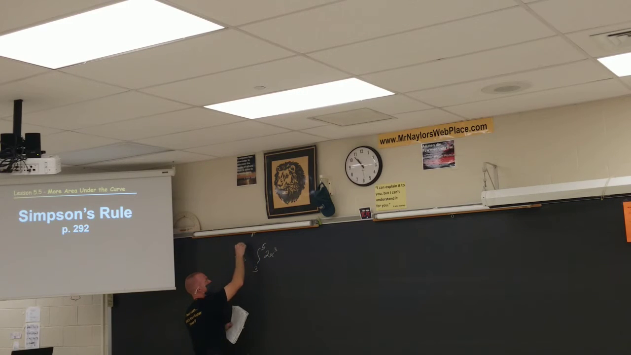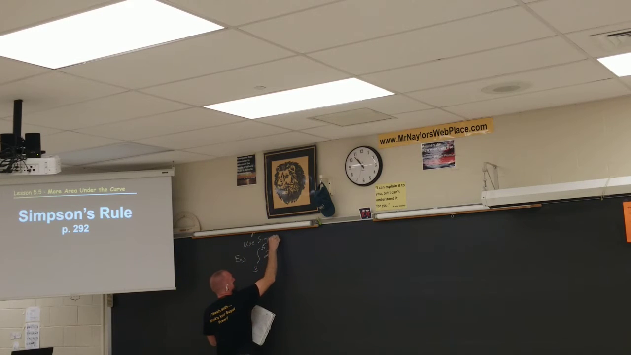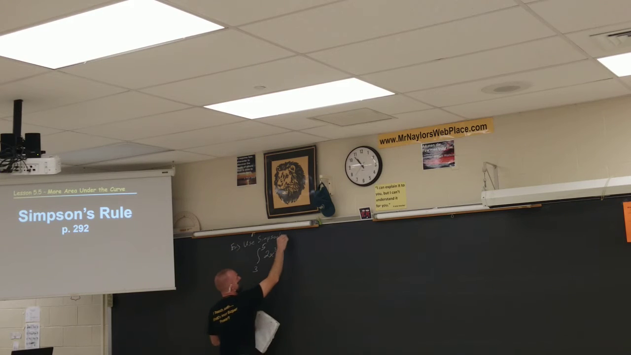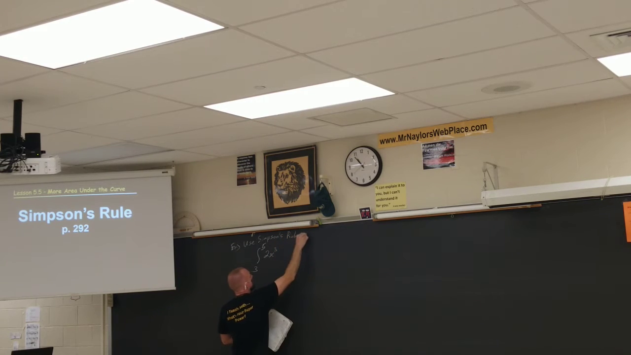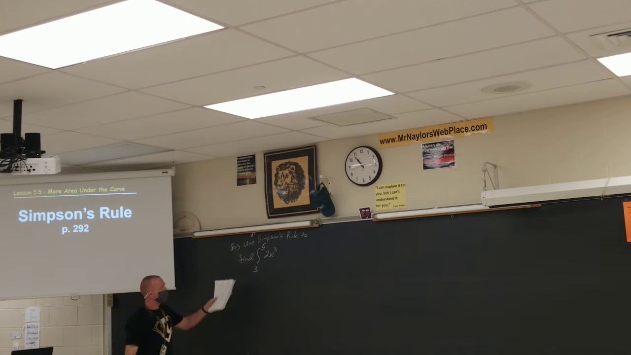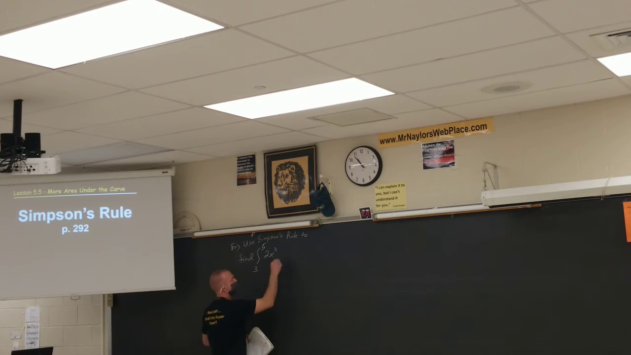Now the directions would say something like, and I should have written this down, use Simpson's rule to find the integral with n equals, we're going to use 4 again. It's okay for us to use the integral sign.